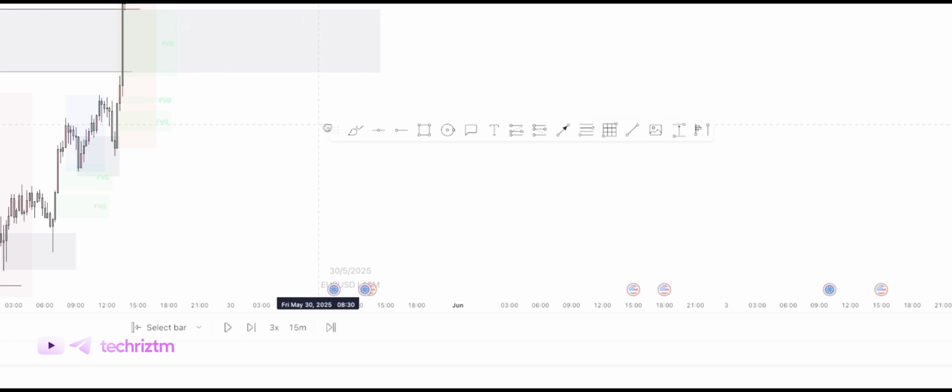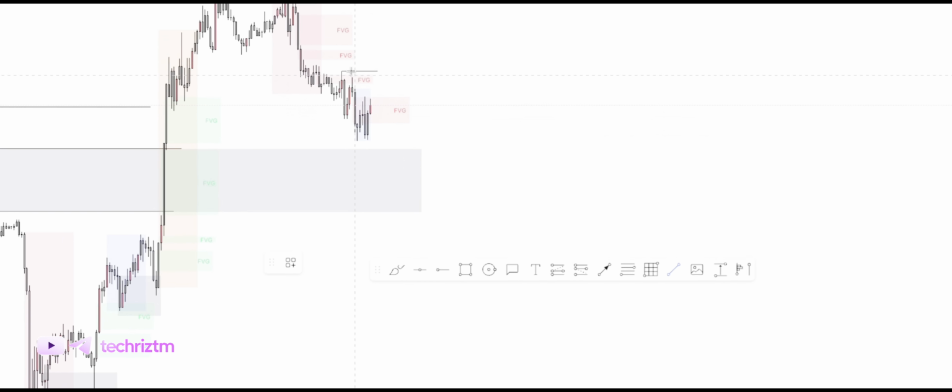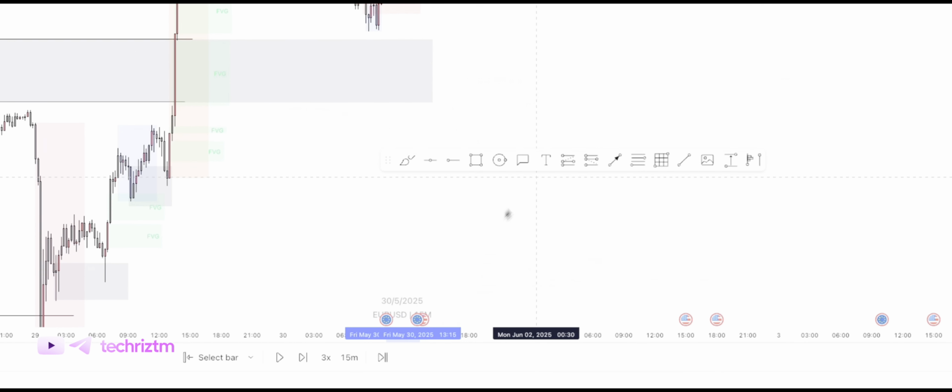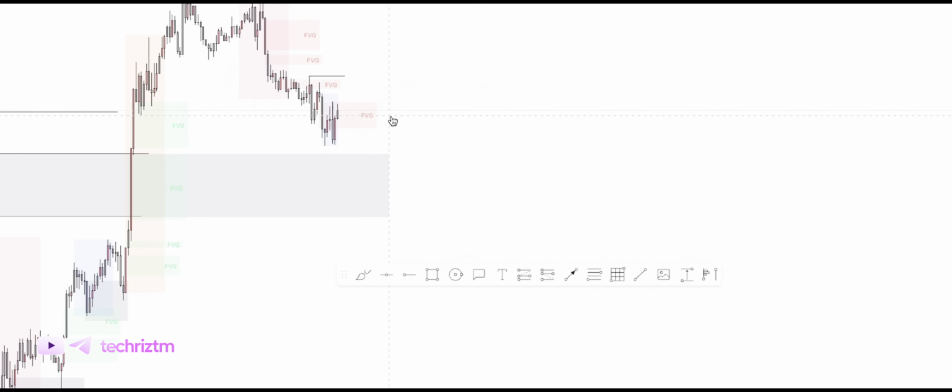I need to bring up this tool. This high was not taken. Like, literally price has just been dropping. That was not really a confirmed change in state of delivery.